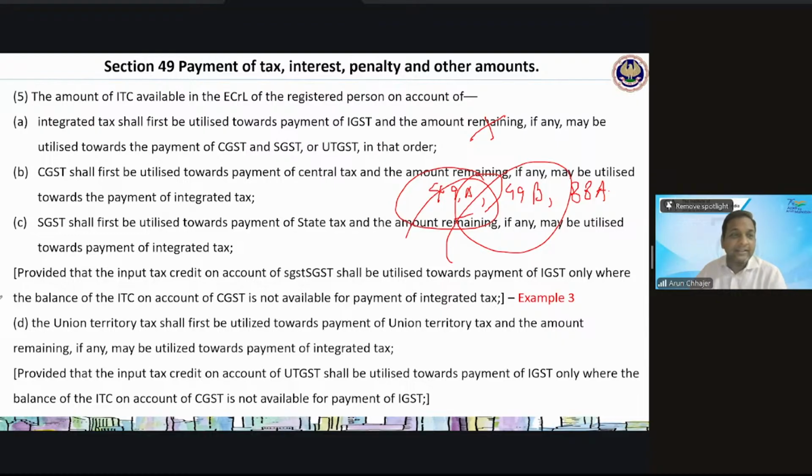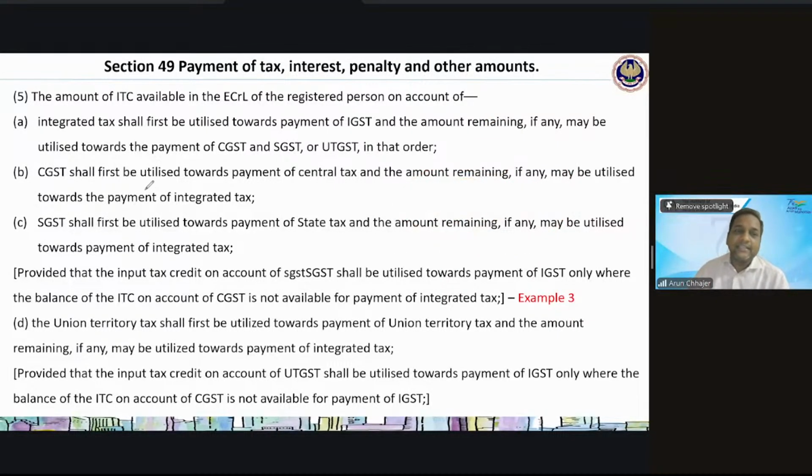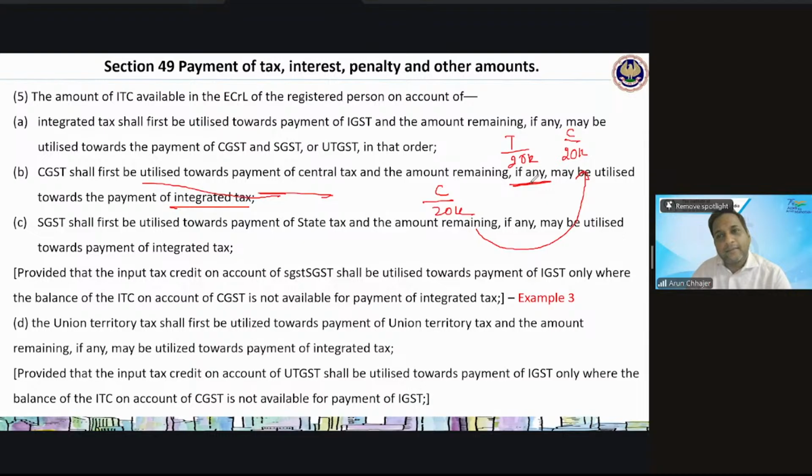We'll read this provision, but before that I would like to read 49(5)(b). CGST shall first be utilized toward the payment of CGST and the amount remaining, if any, toward the payment of IGST. So C has the ITC of 20,000. Assume that the liability of I is 20,000 and of C is 20,000. As per clause B, C will be used for C first and remaining, if any, will go to I. Is that order applicable currently? Is there any change? We'll discuss.